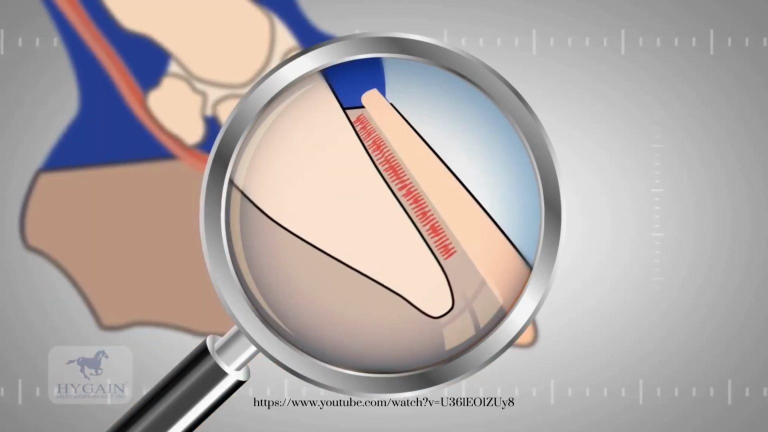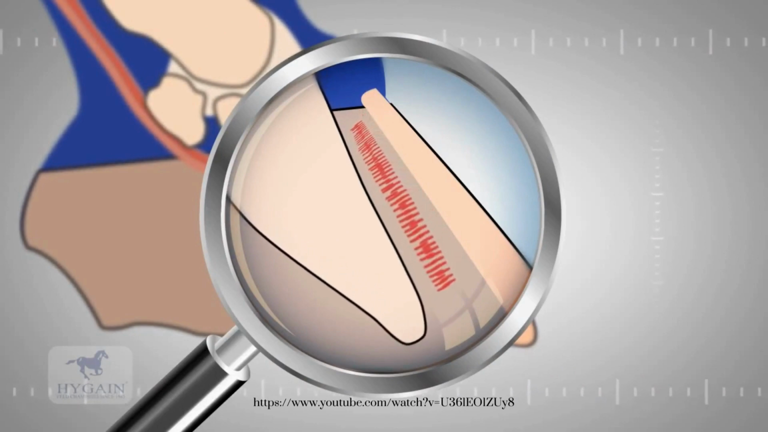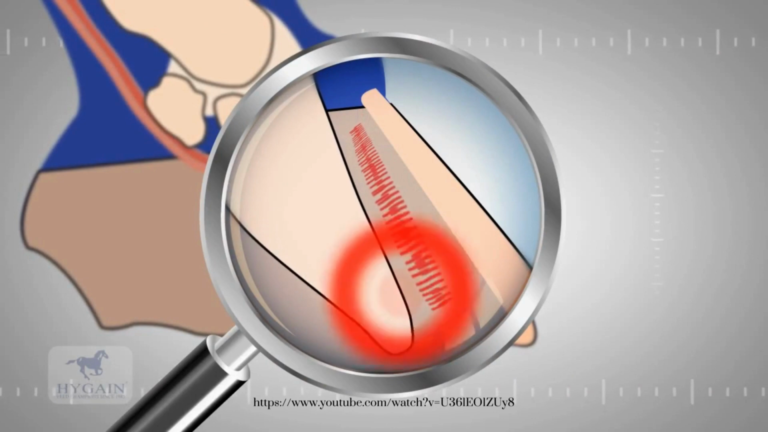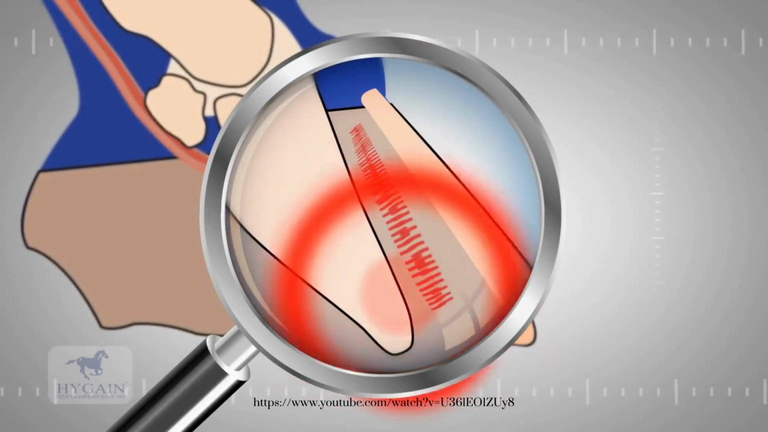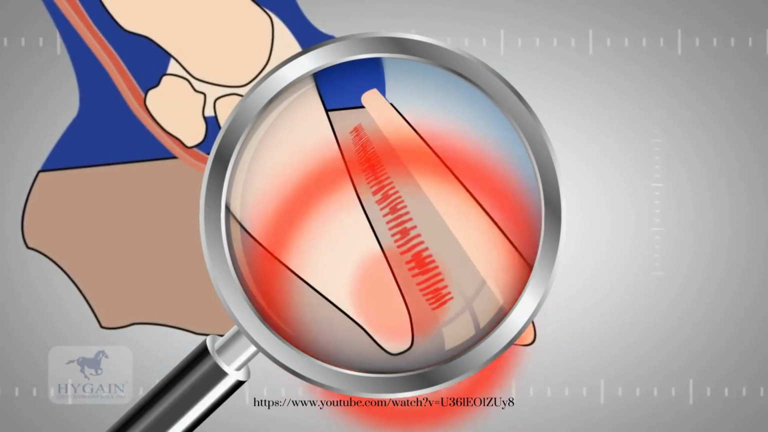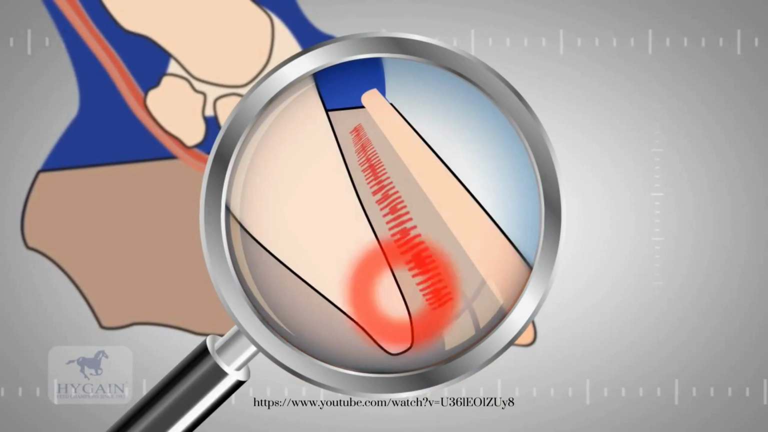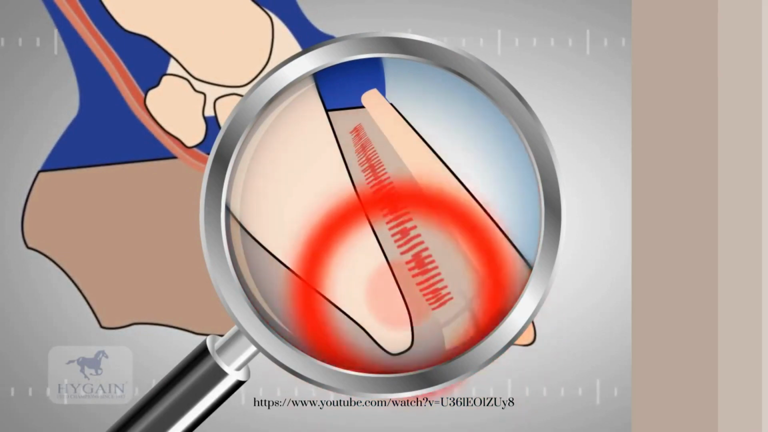Laminitis is a condition where the laminae is inflamed. This causes the Velcro-like mechanism to no longer work, and the coffin bone separates from the hoof wall. Laminitis is a very painful condition for the horse. When the horse moves, pressure is applied to the inflamed laminae. This can cause the bone to rotate and/or sink, and the blood flow to the hoof can be constricted.